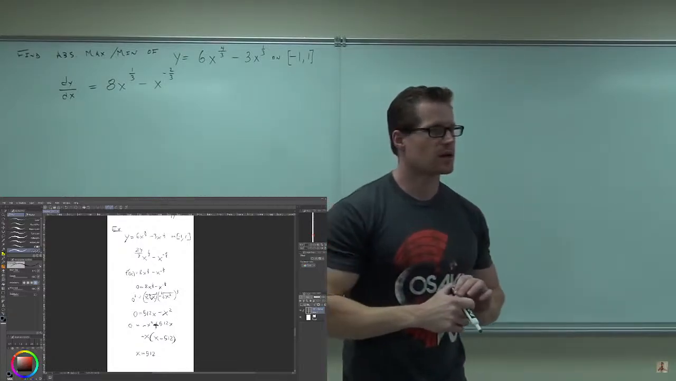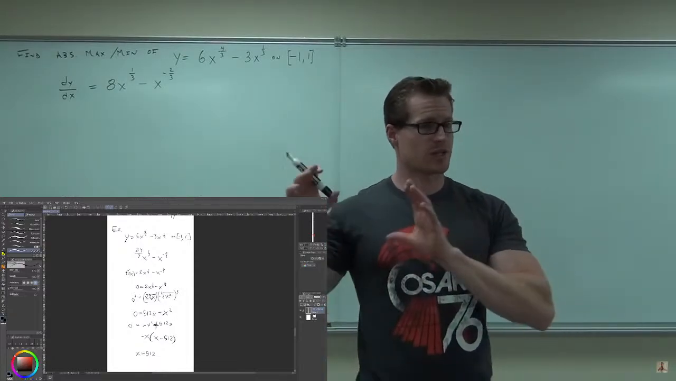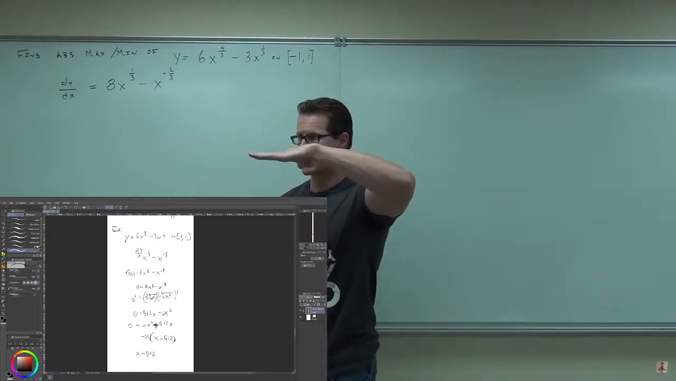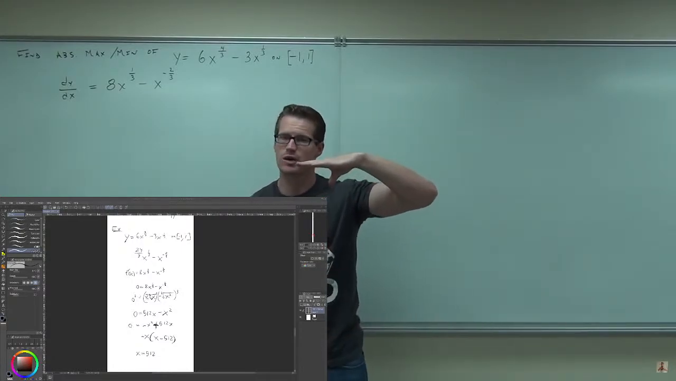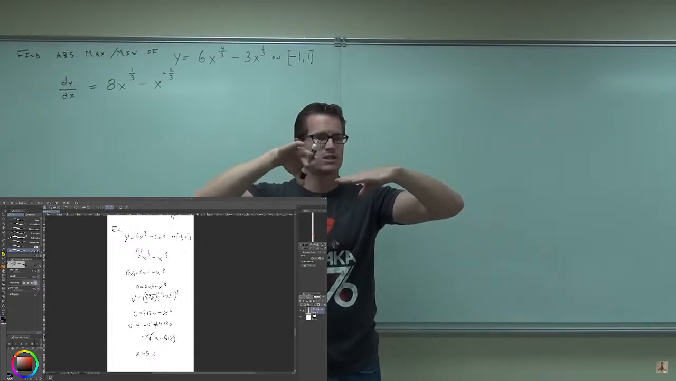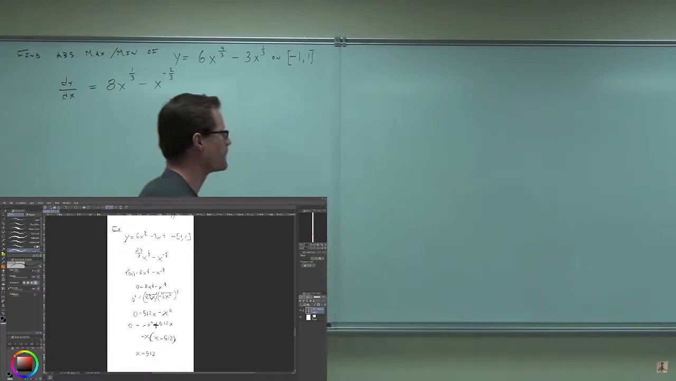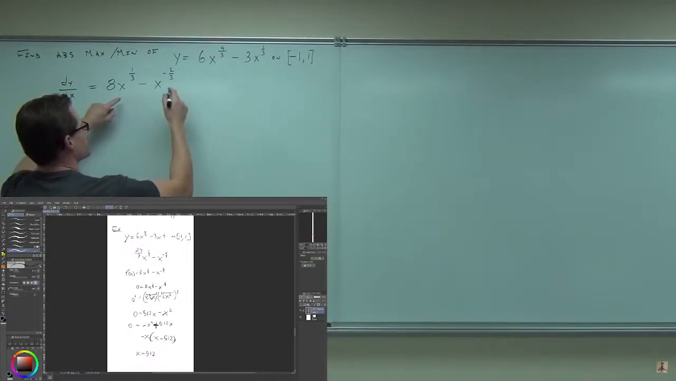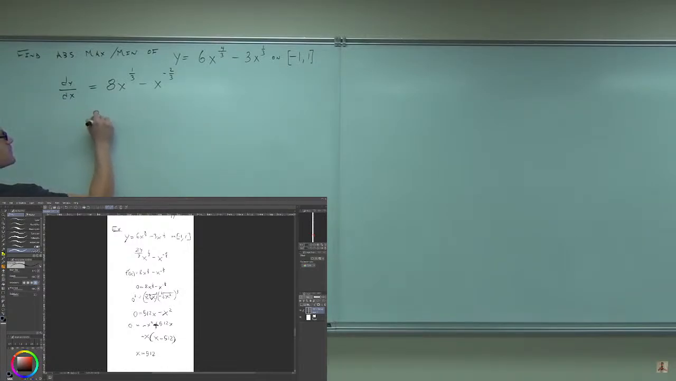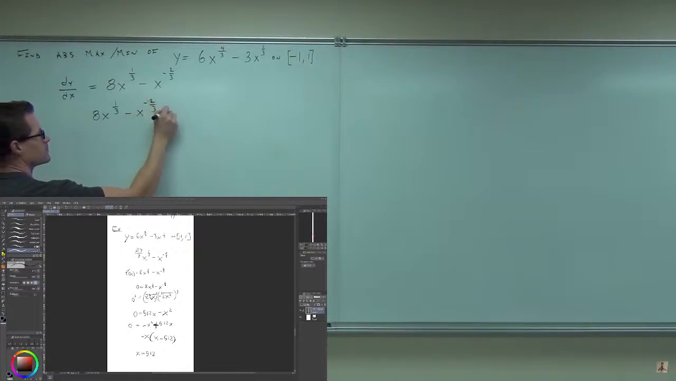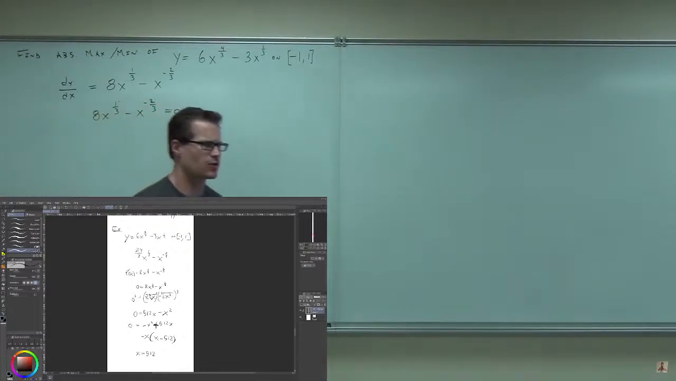Now, what do we do with that? Good, because that is my slope. I want to find out where I have a horizontal tangent. That's the potential places where I could be switching from increasing to decreasing, or decreasing to increasing. Potential places, and we'll check that. So here we're going to go ahead, set this equal to 0, and solve for x.